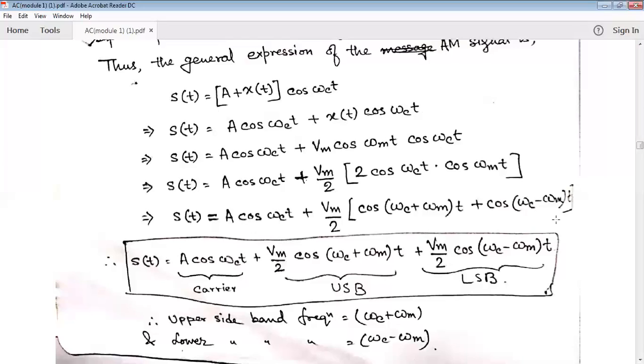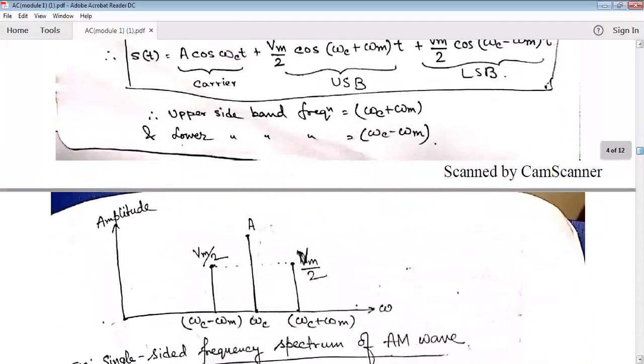So from here, you can see that the single tone amplitude modulated signal will have three parts, that is A cos ωc t, which was our carrier signal. There is a frequency component of ωc plus ωm, that is USB or upper side band. And another portion is ωc minus ωm, that is lower side band. So three main parts, that is carrier, upper side band, and lower side band. So upper side band frequency is ωc plus ωm, and lower side band is ωc minus ωm.